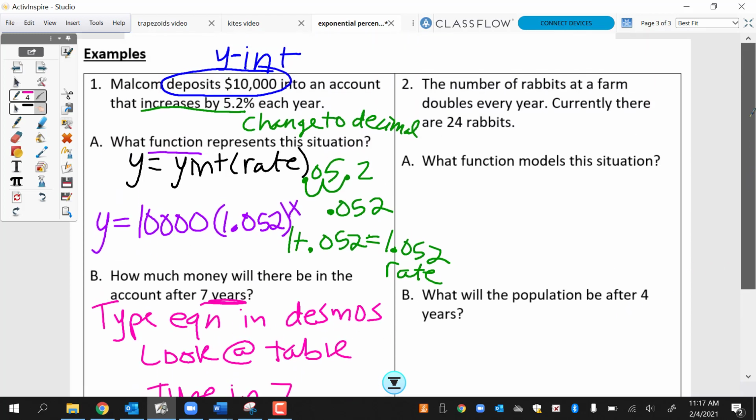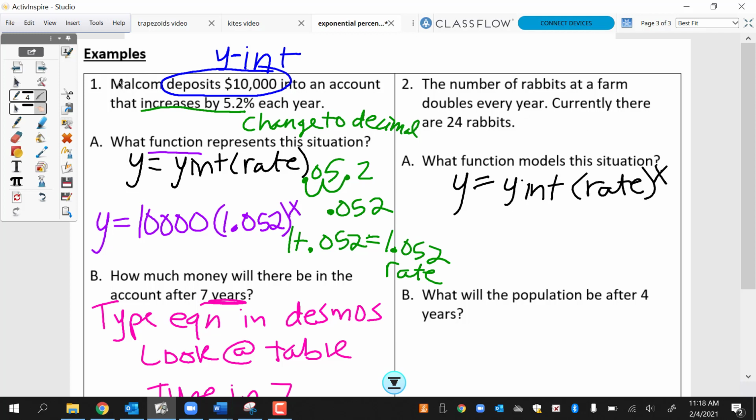Let's look at the other word problem. The other word problem says, the number of rabbits at a farm doubles every year. Currently, there are 24 rabbits. What function model? So, AKA, write an equation. So we're doing the same thing. I need to know y, the y-intercept, and the rate to the x power.